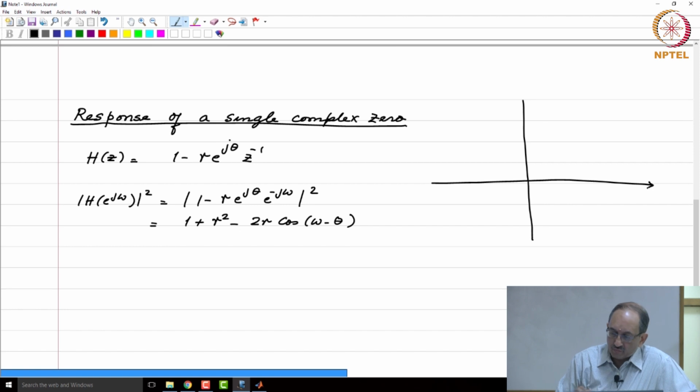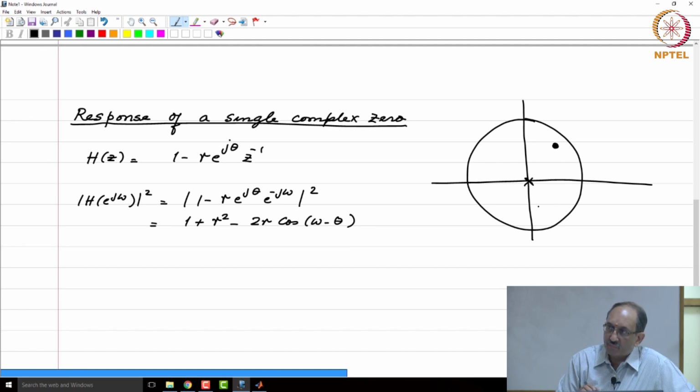and if you plot the frequency response, note that the zero is fixed. So r and theta are fixed known quantities. The only variable in this expression is omega, and omega goes from 0 to 2 pi or between minus pi and pi. In terms of the pole-zero plot, you have a trivial pole and then you have a non-trivial zero. This radius is r, the angle is theta, because the zero is at r e to the j theta.